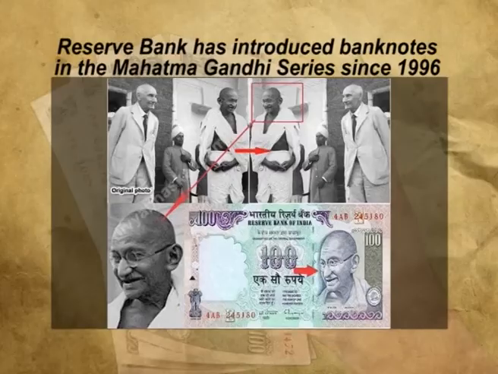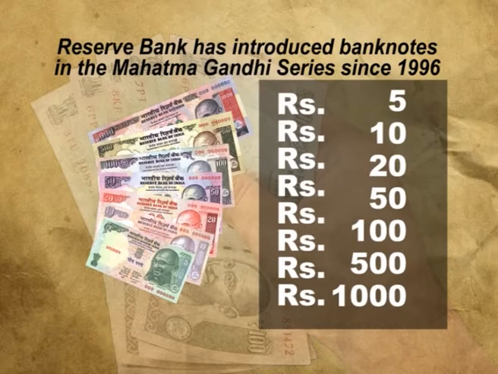The Reserve Bank of India has the sole authority to issue bank notes in India. The Reserve Bank, like other central banks over the world, changes the design of banknotes from time to time in order to prevent regular counterfeiting. The Reserve Bank of India has introduced banknotes in the Mahatma Gandhi Series since 1996 and has so far issued notes in the denominations of rupees 5, rupees 10, rupees 20, rupees 50, rupees 100, rupees 500 and rupees 1000.